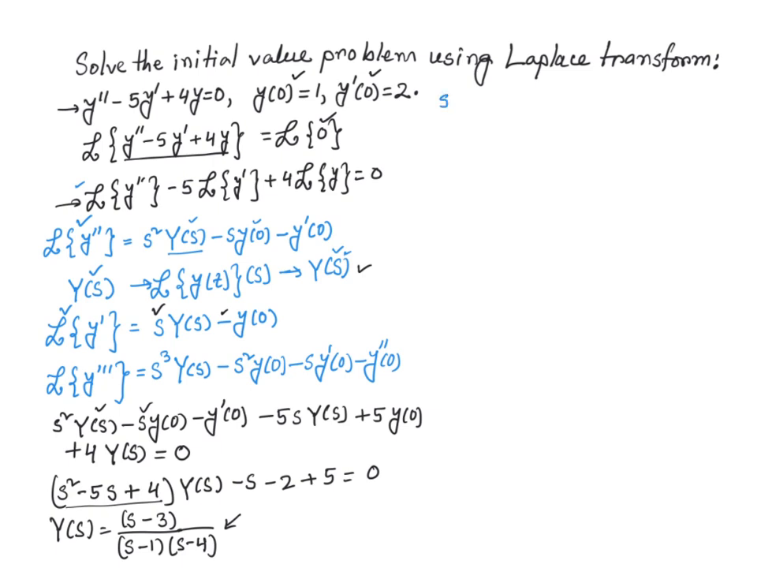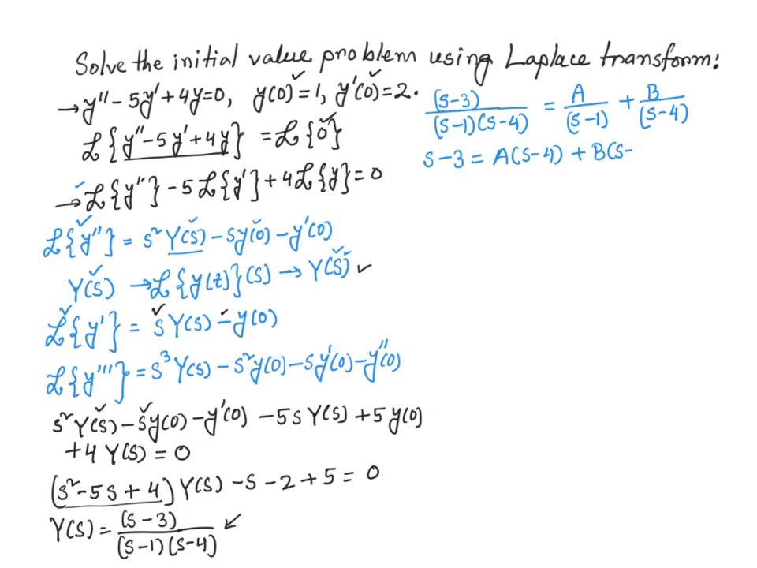So (s minus 3) over (s minus 1) times (s minus 4). Using partial fraction, I could write it as A over (s minus 1) plus B over (s minus 4). Now I'm going to multiply both sides of this equation by (s minus 1) times (s minus 4). That's going to give me s minus 3 on the left, and on the right it is going to give me A times (s minus 4) plus B times (s minus 1).